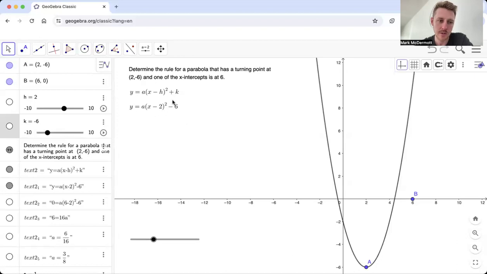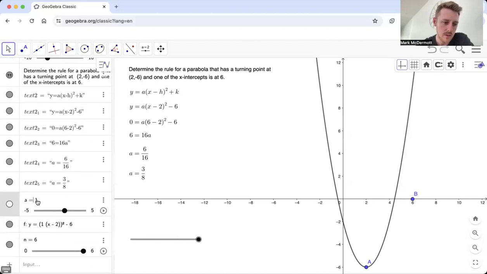And so algebraically, we'll work out what that is. We know this coordinate here must be (6, 0), so the y value is 0 and the x value is 6. So you substitute that in. 0 equals a times (6 minus 2) squared minus 6. You get 6 equals 16a, and then you solve for a. You get a equals 6 on 16, so a equals 3 on 8.